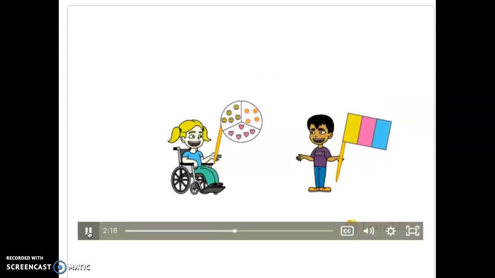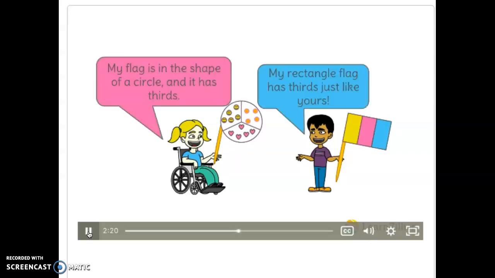As they were sharing, the 2 friends realized that even though their flags looked very different, they were similar and that they were both partitioned into thirds.